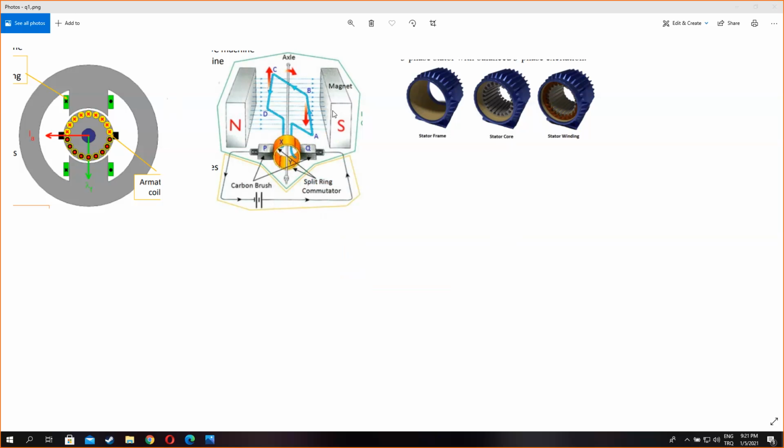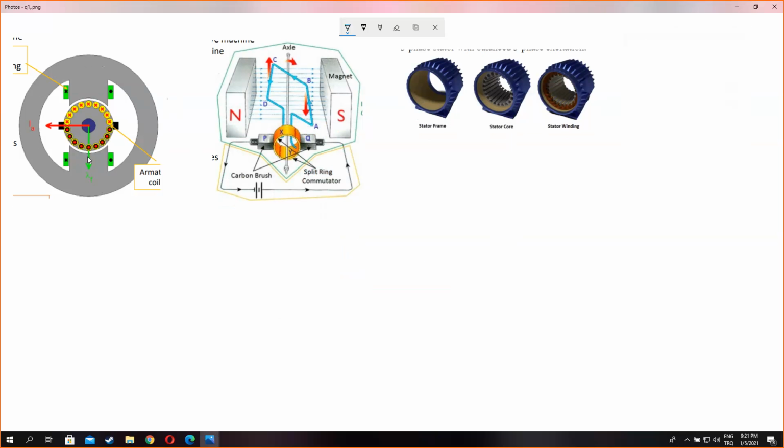The first question is, explain the physical structure of a DC machine with the help of a drawing. Show the field and armature components and clearly mention if these parts are stationary or rotating. On the left side, we can see that the inside is the rotor and the outside is the stator.